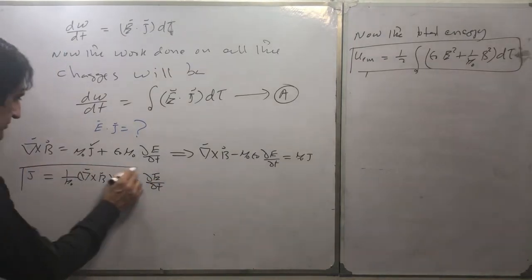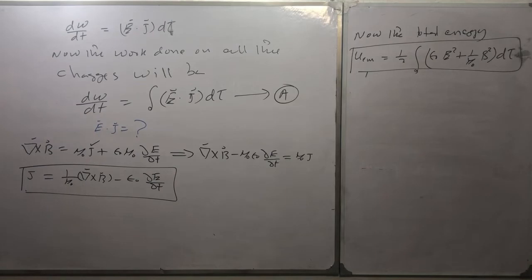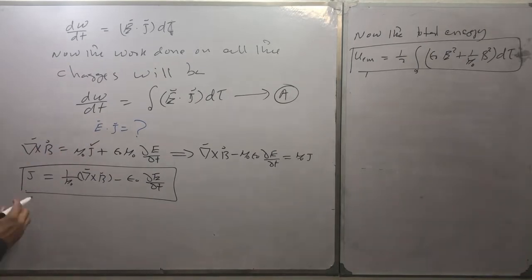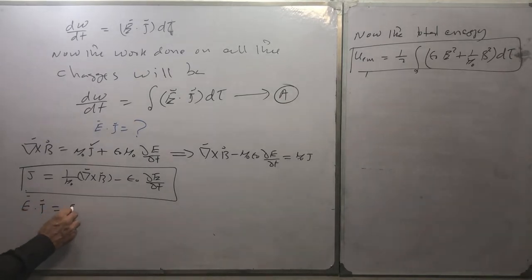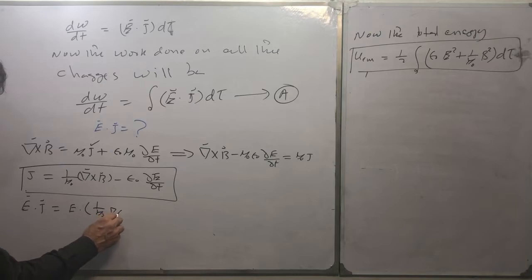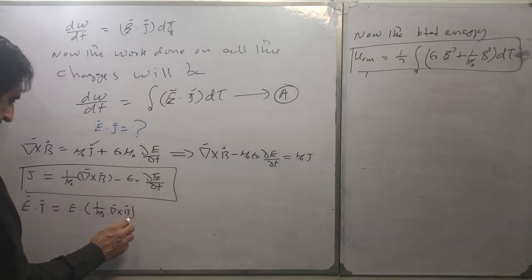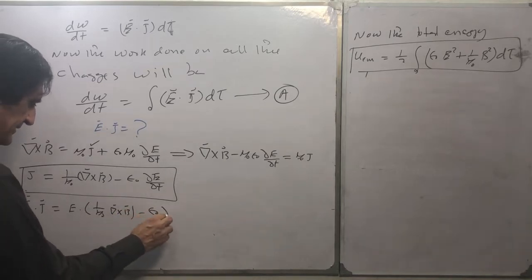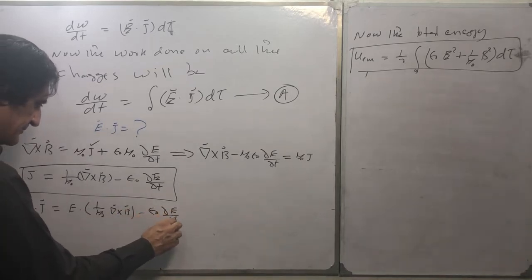Now we will put this value in the equation for E dot J. Then E dot J must be equal to E dot 1 over mu naught del cross B minus epsilon naught E dot partial E divided by partial t.